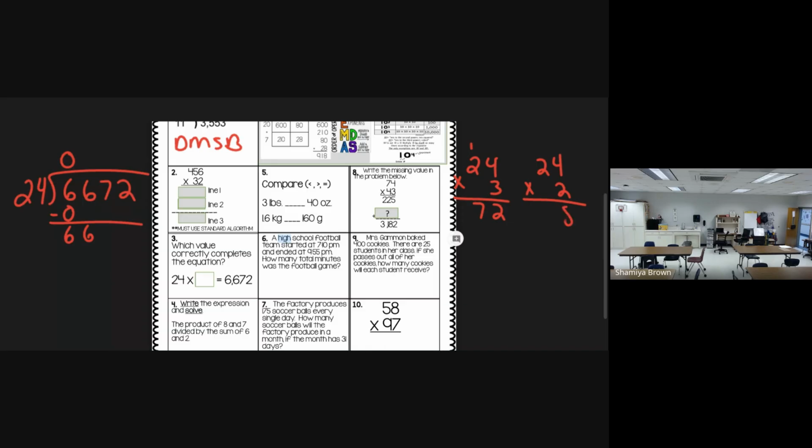4 times 2 is 8. 2 times 2 is 4. So that got me 48. That's the closest I'm going to be able to get. So that's going to be 2 groups. So that 2 goes up here.